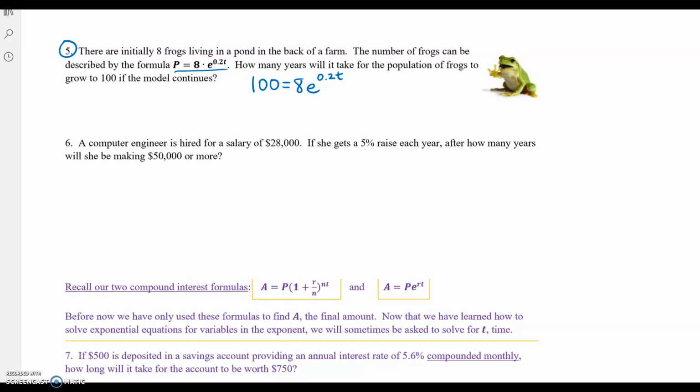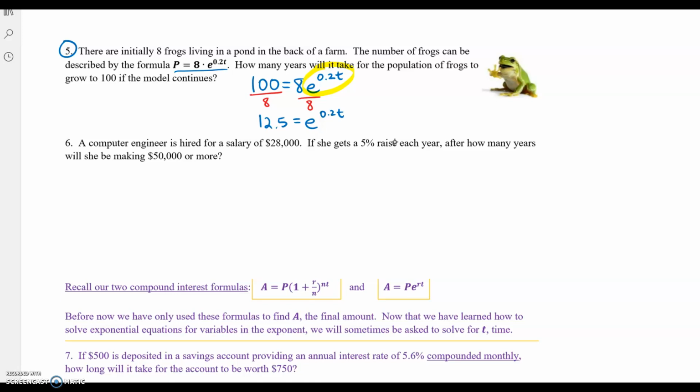And then we want to solve this equation for T to know how many years that is going to take. So the first thing we need to do on these problems, just like in the assignment from Friday, is isolate this exponential expression. So I'm going to do that by dividing both sides by 8. 100 divided by 8 is 12.5, is equal to e to the 0.2t power.